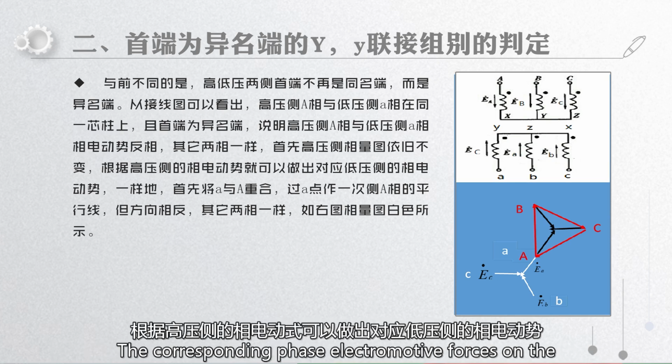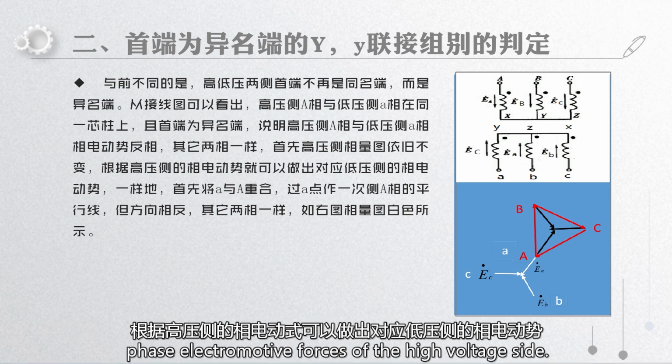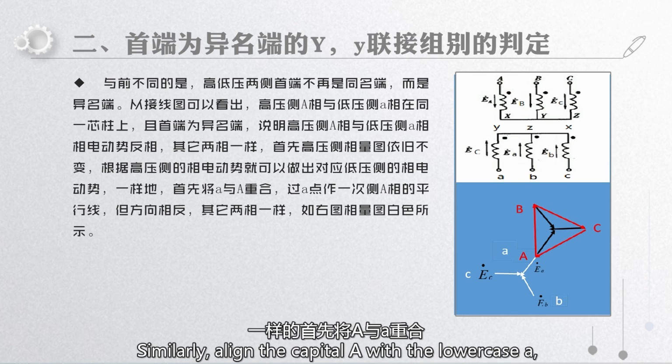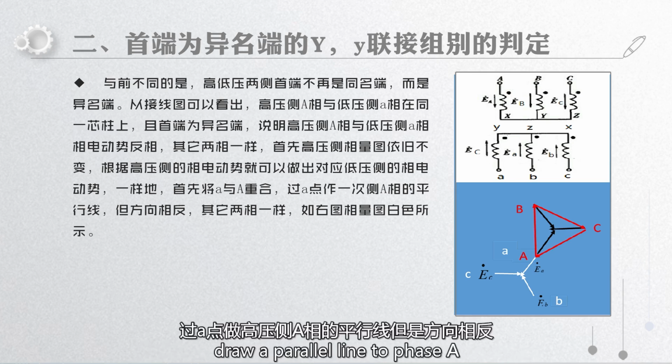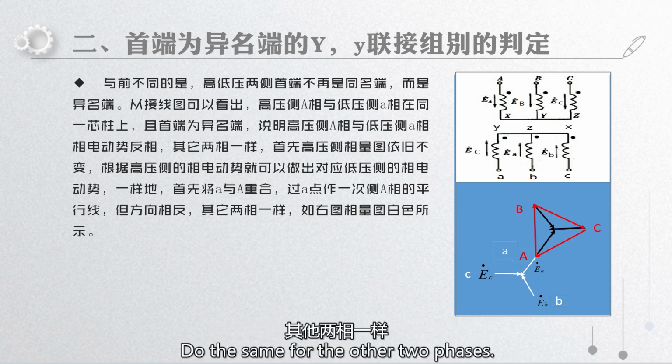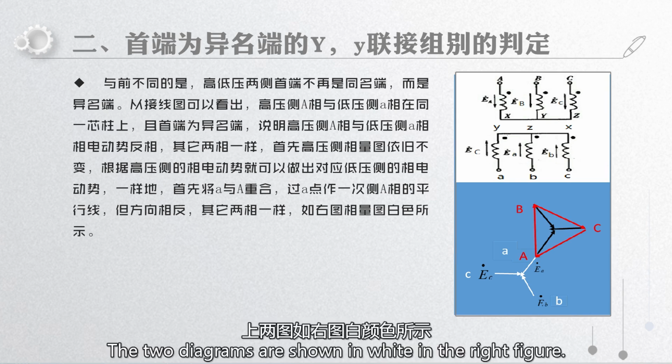The corresponding phase electromotive forces on the low voltage side can be drawn based on the phase electromotive forces of the high voltage side. Similarly, align the capital A with the lowercase a. Draw a parallel line to phase A on the high voltage side through point A, but in the opposite direction. Do the same for the other two phases. The two diagrams are shown in white in the right figure.